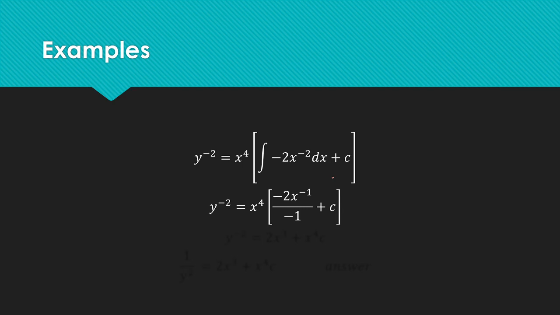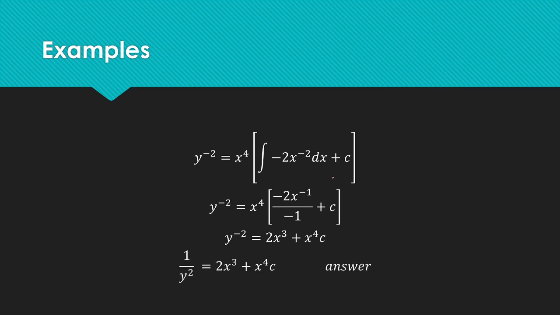Simple na integration. So, we will have y raised to negative 2 is equal to x raised to the 4th power times negative 2 x raised to negative 1 over negative 1 plus c. So, power rule pa rin yung ginamit. Simplify natin yon. Yung negative 2 over negative 1. Magiging y raised to the negative 2 is equal to 2x cubed plus x raised to 4 c.